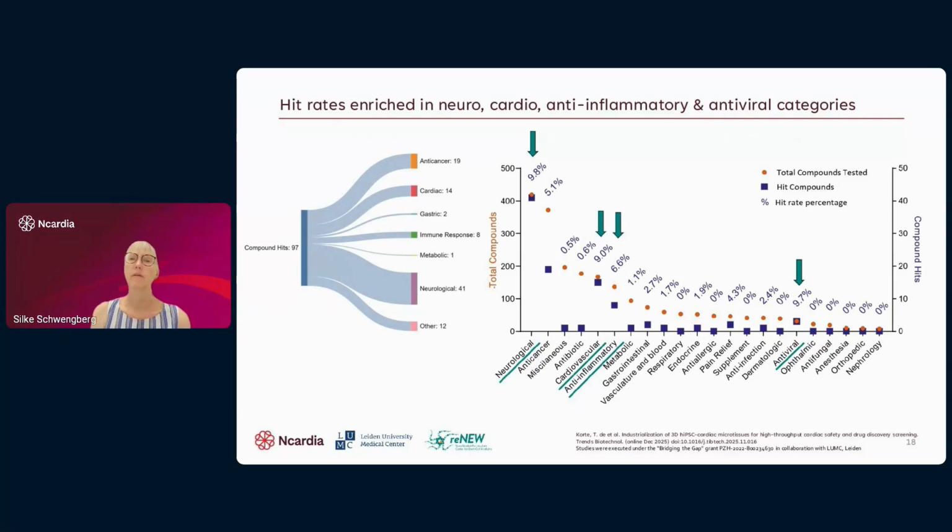So the graph on the right, on the left y-axis, that is the total compound number falling into this specific class, so out of the 2000 compounds. And then on the right, that is the compound hits that fall within this class. And then on top of that is the hit rate percentage of that particular class. And as you can easily see, the biggest hit rate was coming from the neurological field, followed then by the cardiovascular, which perhaps is not that much of a surprise, anti-inflammatory, and then also antiviral agents.